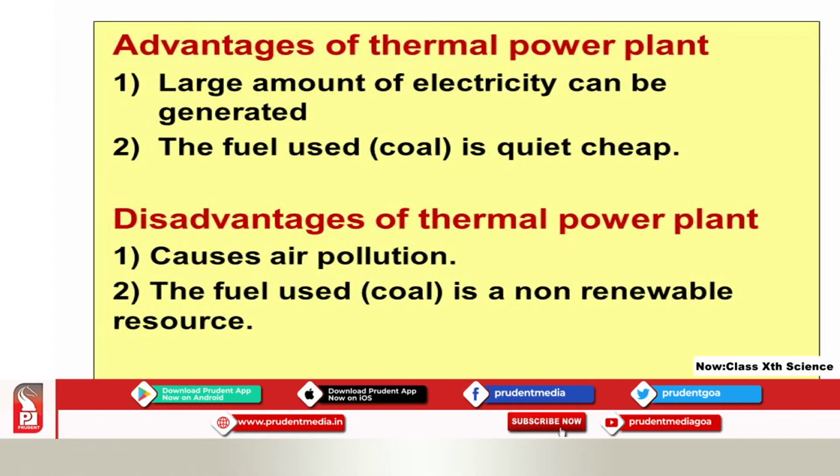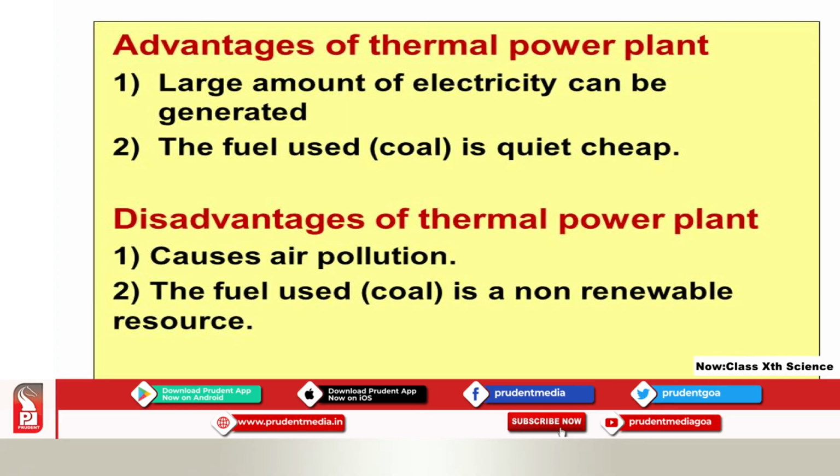Does it have any disadvantage? Yes. When burning of coal is involved, certainly there will be pollution. So, the first disadvantage is that it causes air pollution. And secondly, the fuel used, that is coal. We cannot forget that coal is a non-renewable source. Today it is available with us, but after a few years we may fall short of this source. So that's why it is called non-renewable, and we need to take care about this point. Okay? So these are the disadvantages of a thermal power plant.